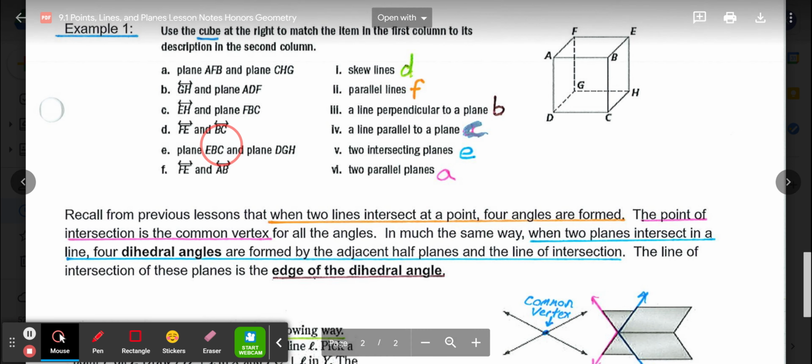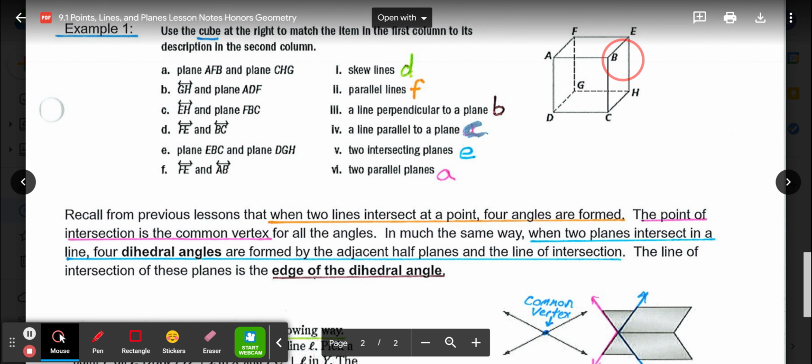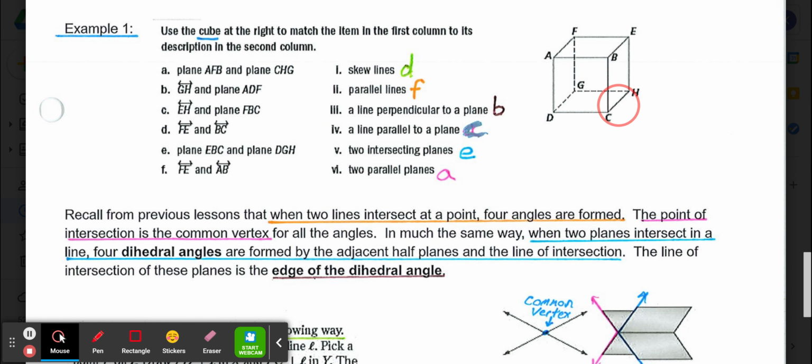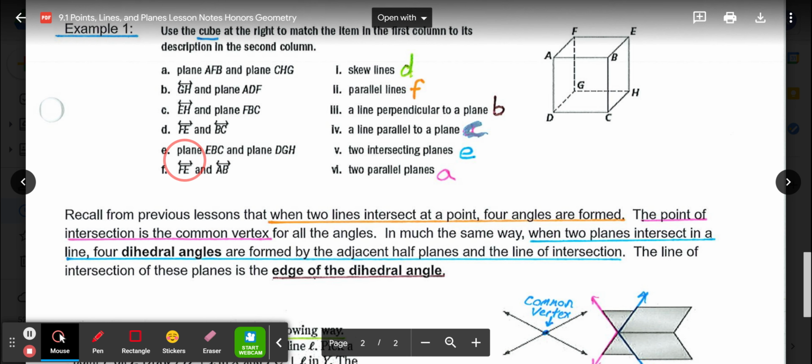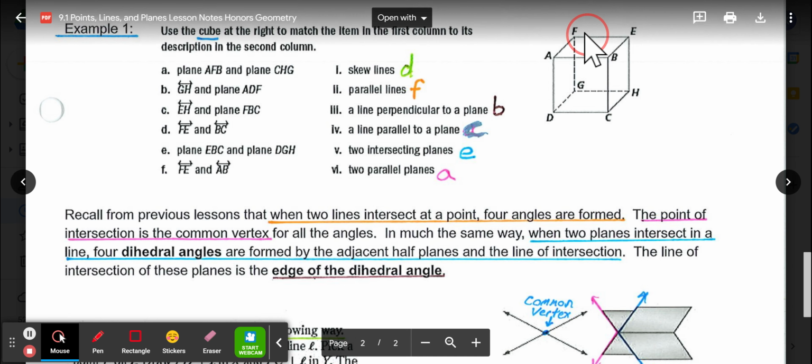E, plane EBC and plane DGH is going to be two intersecting planes. EBC, the side here, and DGH, the bottom, intersect at the line CH over here. And then line FE and line AB are option 2, parallel lines. FE on the back top, AB on the front top, go on forever, never intersect on the same plane, so they're parallel lines.